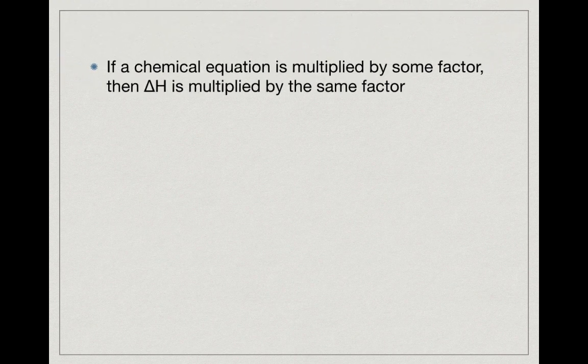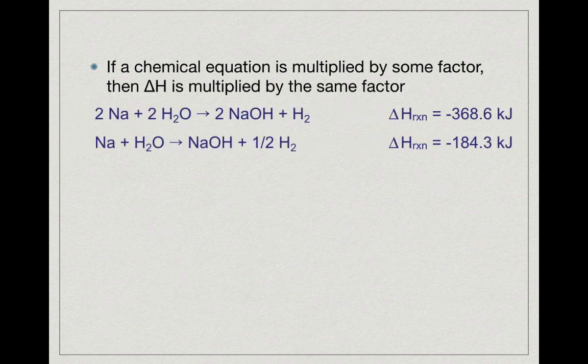So if a chemical equation is multiplied by some factor, then we're going to multiply the delta H by that same factor. We'll use that example that we had earlier with the sodium and water reaction. We saw that when we multiplied the bottom reaction by half, or cut all the stoichiometric coefficients in half from the top reaction, we had to cut our delta H in half as well.